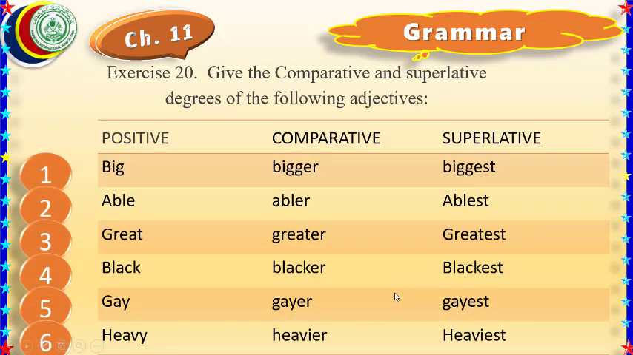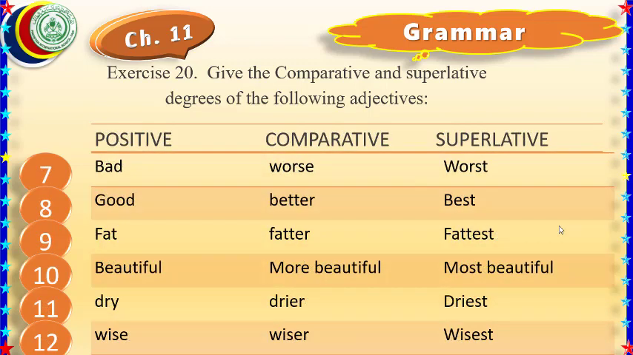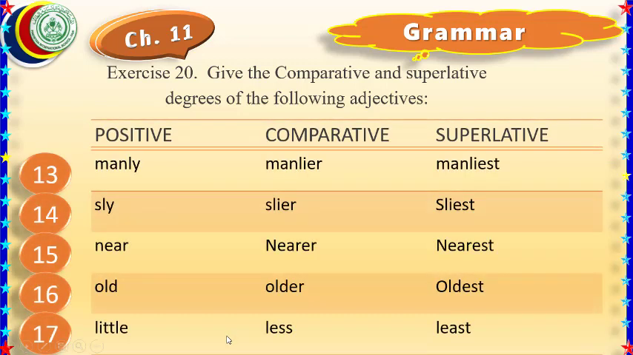Dear students, this is the exercise, exercise 20. It is done by following the rules that you have learned just now. Big, bigger, biggest; able, abler, ablest; heavy, heavier, heaviest. Next part of this exercise: bad, worse, worst; good, better, best; fat, fatter, fattest; beautiful, more beautiful, most beautiful; dry, drier, driest; wise, wiser, wisest. Some more are there: manly, manlier, manliest; old, older, oldest; little, less, least.